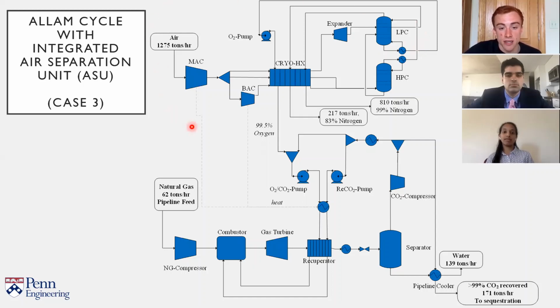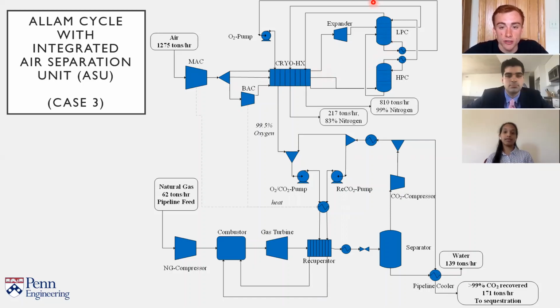The first is an air separation unit shown in the top half right here. Air is compressed in the main air compressor, and a fraction is compressed further in the booster air compressor. Both of these compressors are multi-stage compressors, and the interstage cooling streams are used for heat integration in the Allam cycle below. The compressed air enters the cryogenic heat exchanger and is brought to cryogenic temperatures using the products from the distillation columns. After being cooled to cryogenic temperatures, the oxygen and nitrogen are separated in two separate columns.